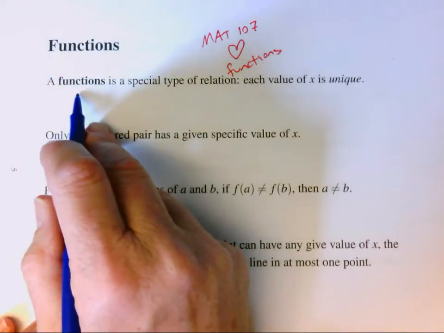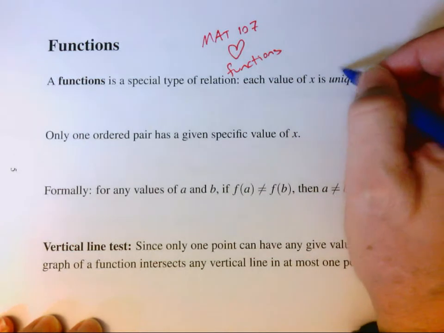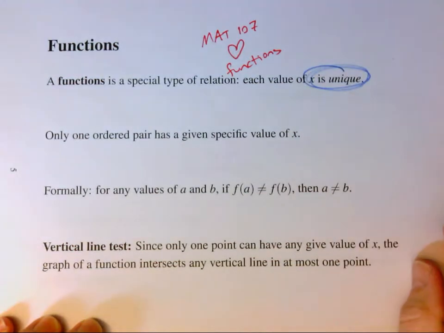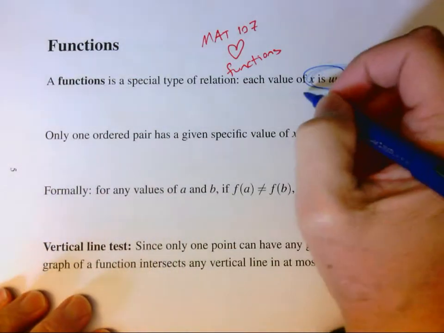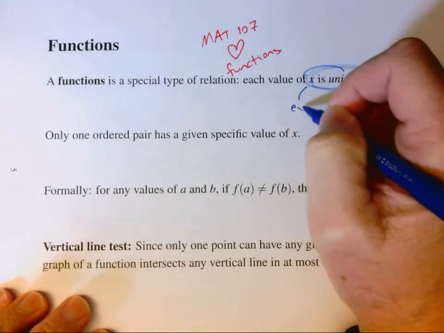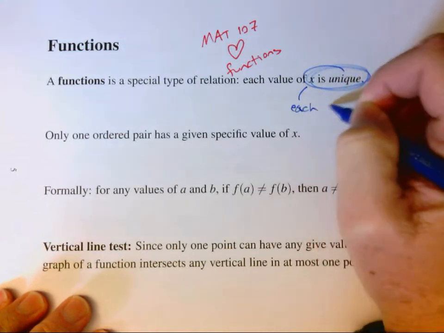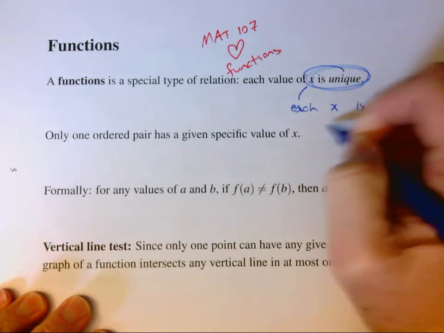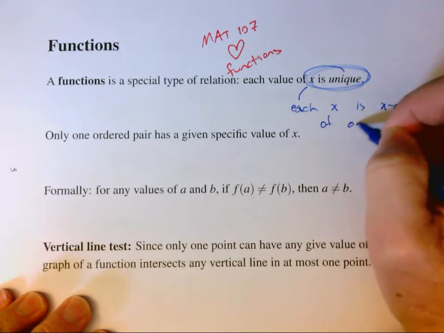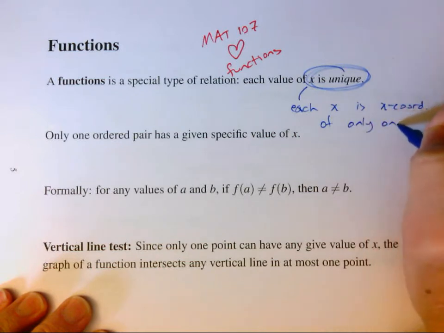So functions are a special type of relation. The main idea is that your x is unique. That means each x can only be used as the x coordinate of one point. Each x is the x coordinate of only one point.